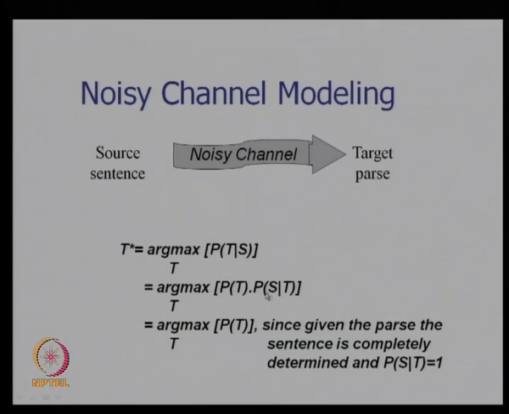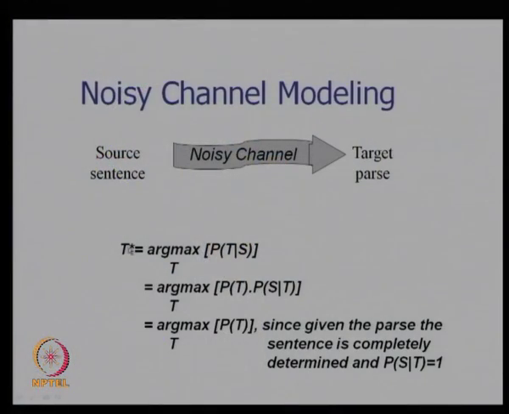Now, a very interesting thing happens. The likelihood of the sentence given the tree ceases to be uncertain. It is no more uncertain. Given a parse tree, the sentence is uniquely determined. We simply have to traverse the leaves left to right, and the sentence is completely determined. So, given the tree, there is no uncertainty with respect to the sentence. That is why P of S given T is 1.